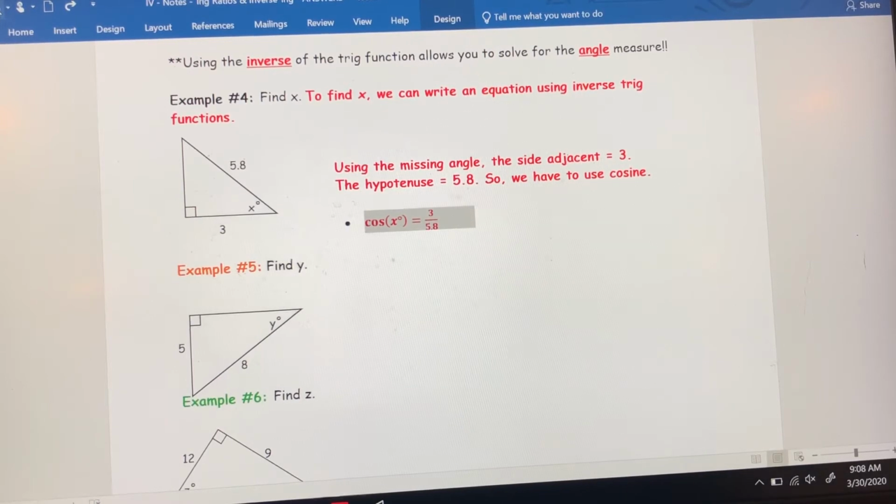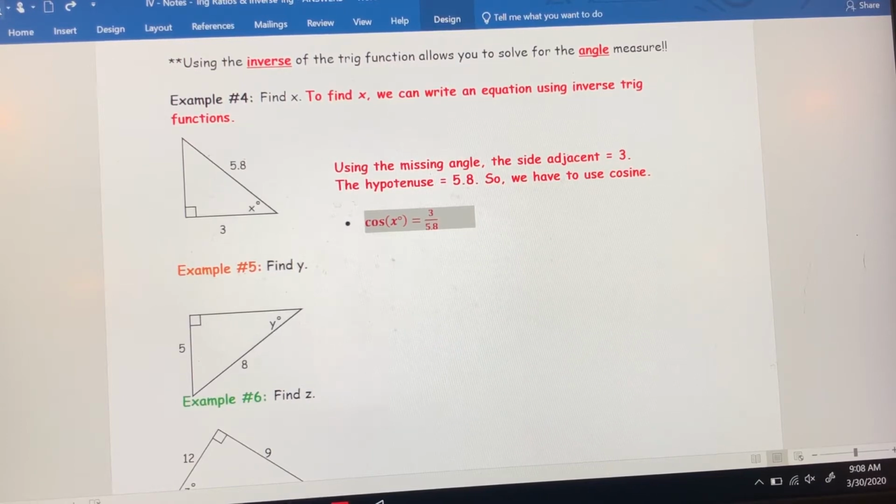So you've never solved for an angle like this before. It's new to you guys, and we're going to have to use the inverse of that trig function in order to isolate X. We want to get X by itself in every equation we solve for X, and in this case we've got to use the inverse trig function to make that happen.